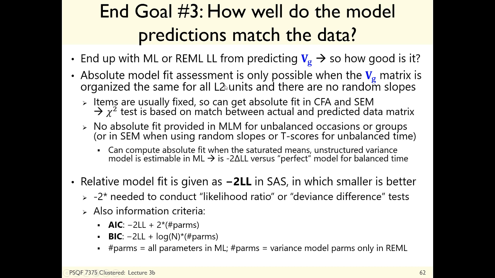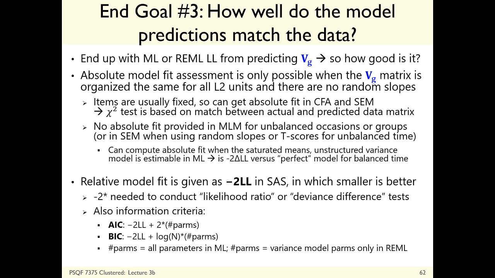Then model fit. How well do the predictions match the data? We don't know. That's the short answer. You can only get absolute fit in data situations where all the observations share one common covariance matrix, and you can estimate it unsaturated to see what it should be.